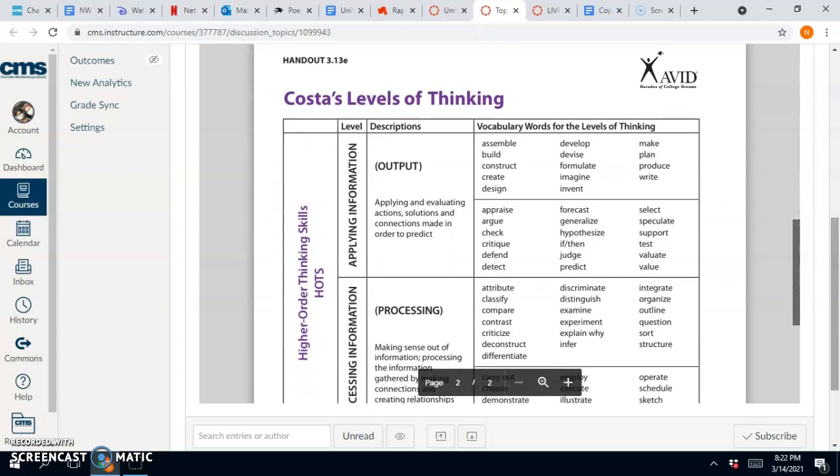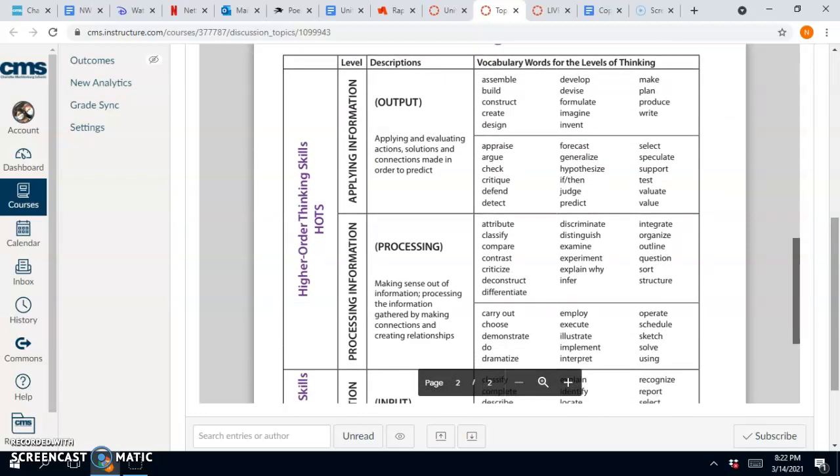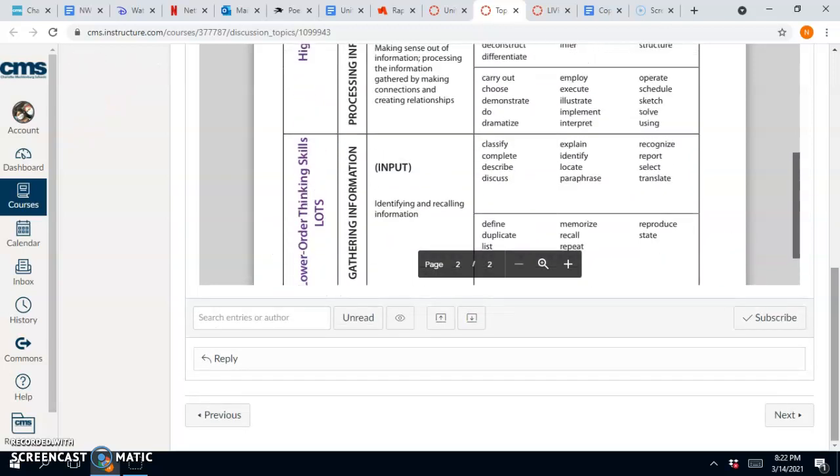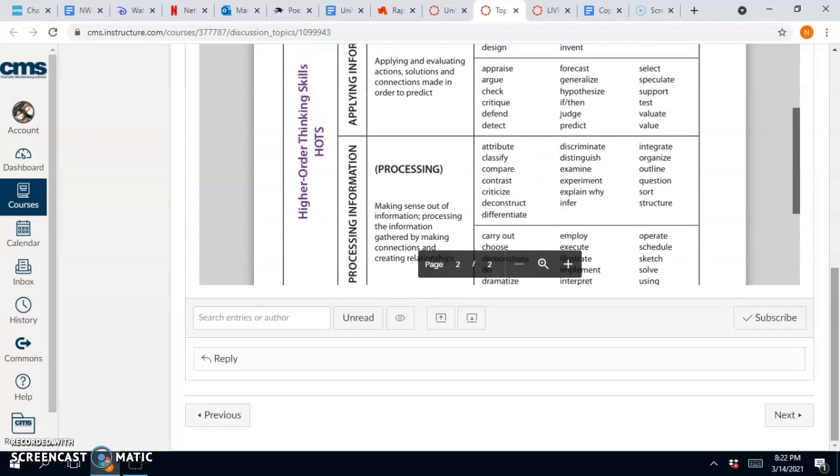Up underneath that are just more words that help you understand this portion. And again, none of this is for you to have to do anything with other than read it. This is all for critical thinking.